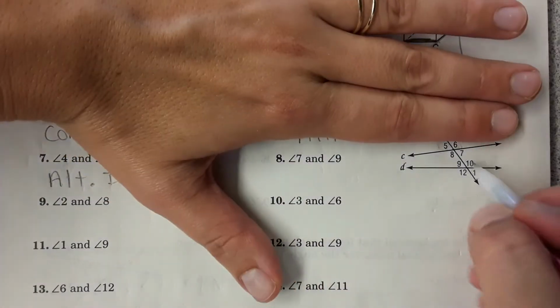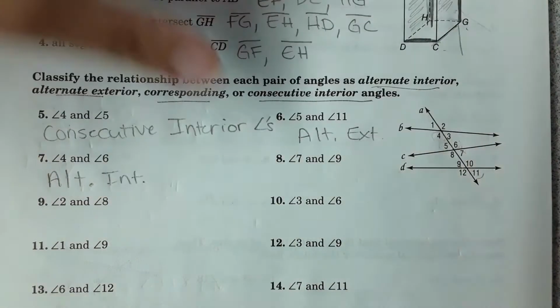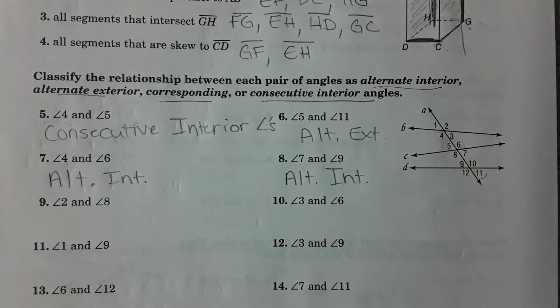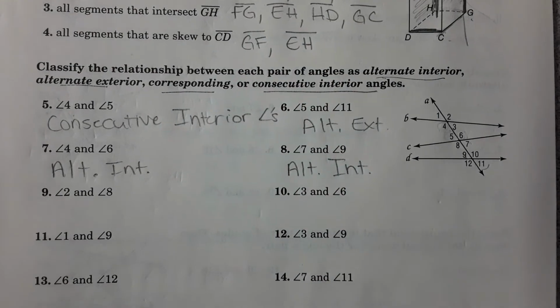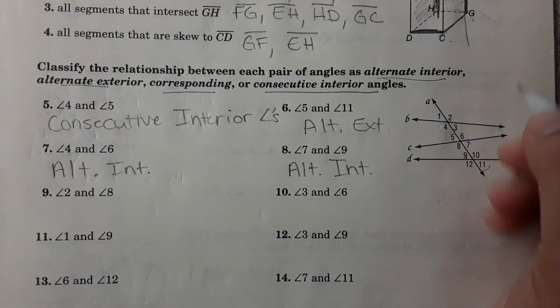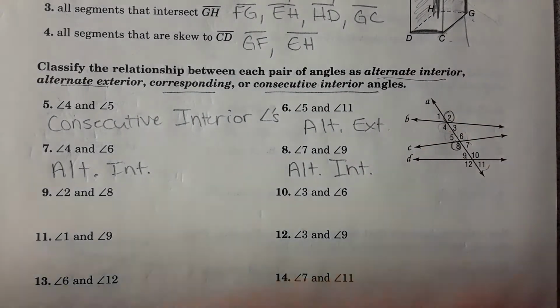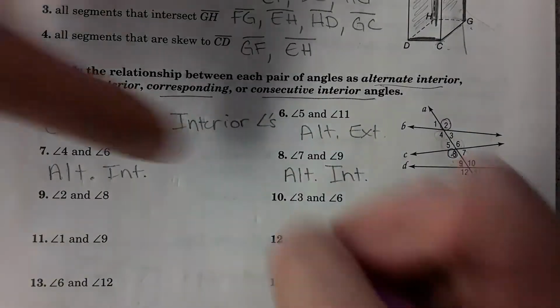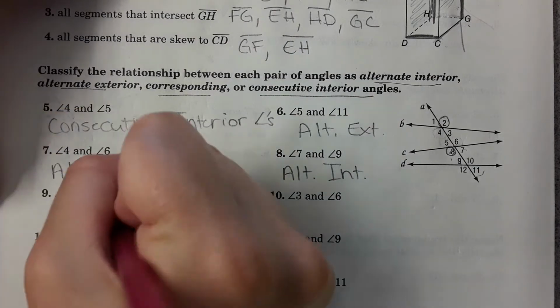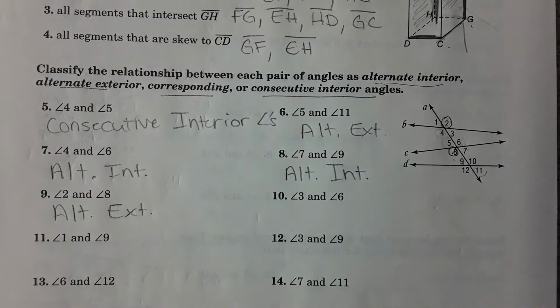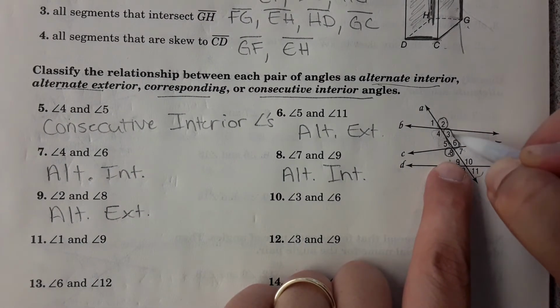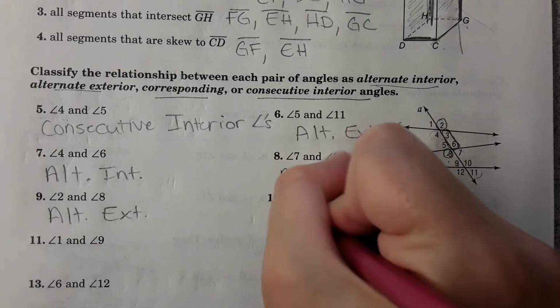7 and 9, alternate interior again. 2 and 8. So we have this one and this one. Again, cutting out the bottom part. We have alternate exterior. And then 3 and 6 here, those are consecutive interior.